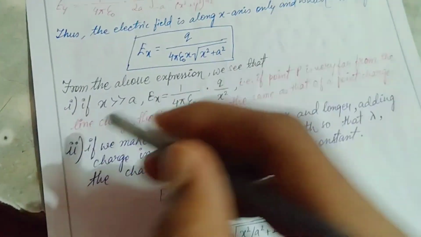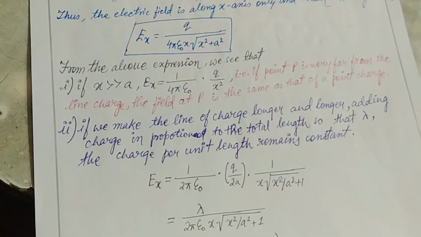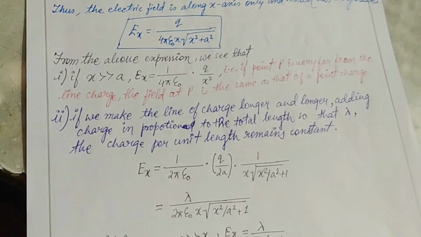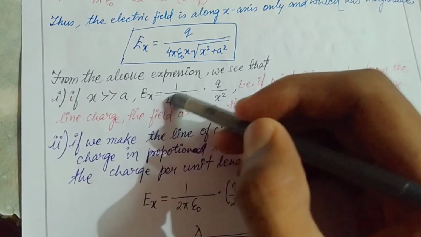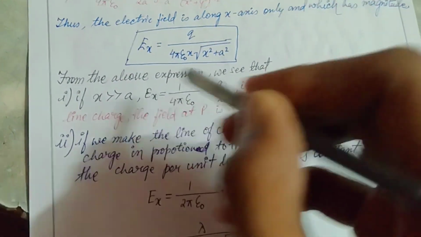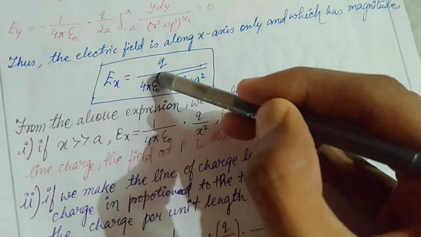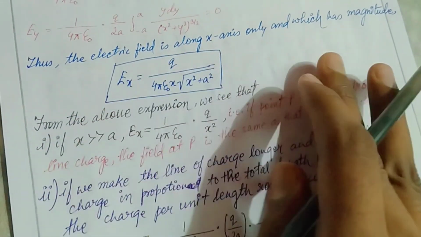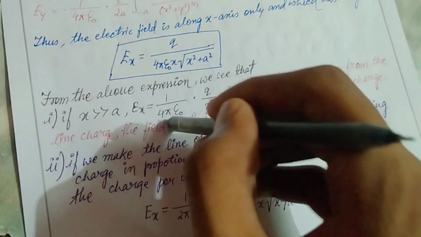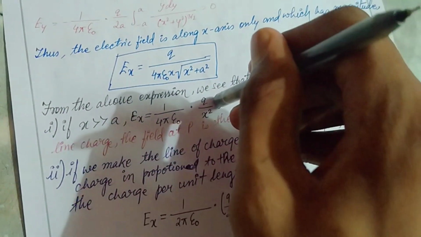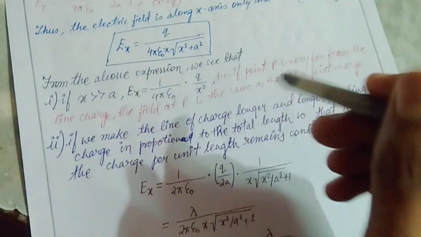From the above expression, we see that if x is very much greater than a, then we can also write 1 by 4 pi epsilon naught q by x square. We will simply neglect a. If this is 0, then we completely remove it. So k q by x square.